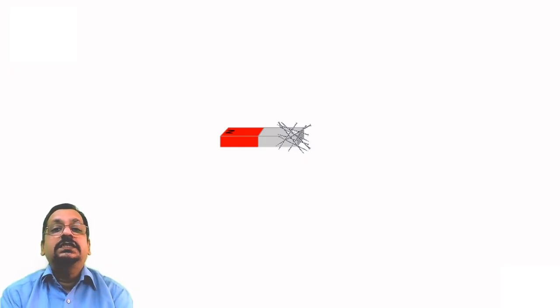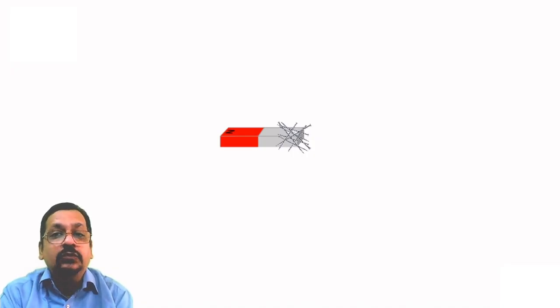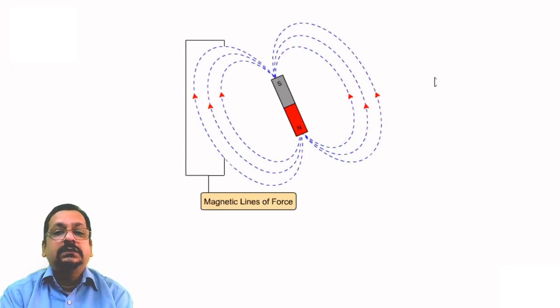We cannot see such an object or such a field around a magnet like an aura. We don't see that. So we have to explain this electric field, and these electric or magnetic fields are explained by means of lines of force. Let us talk about the magnetic field first. Now here you are seeing some lines around a magnet. Let us see what these lines are.